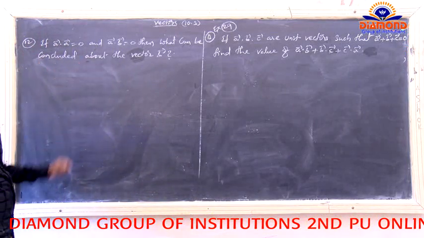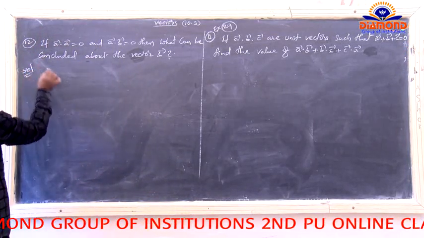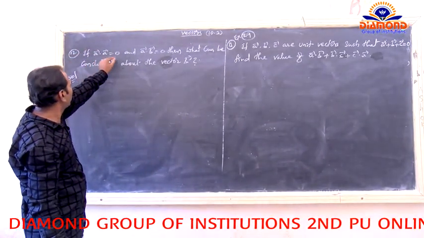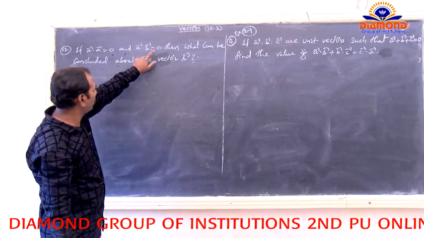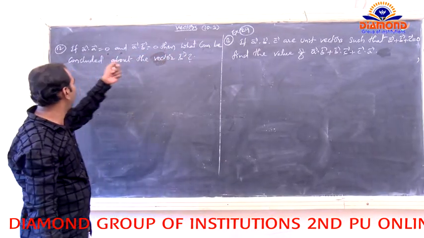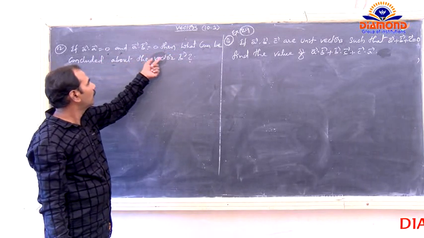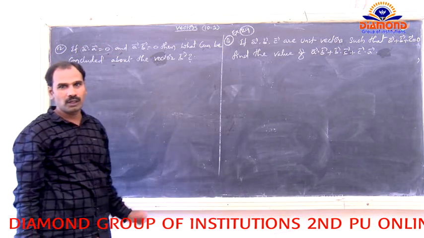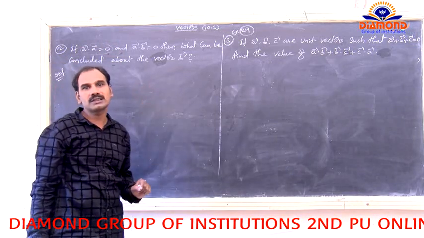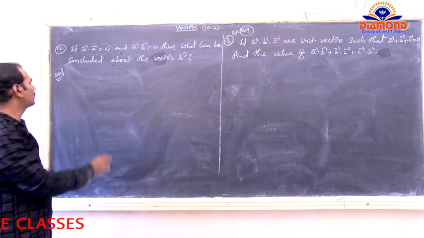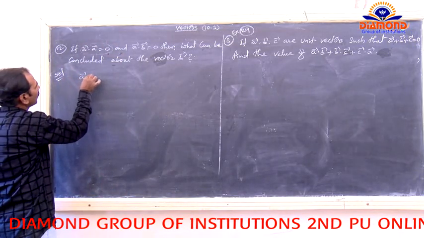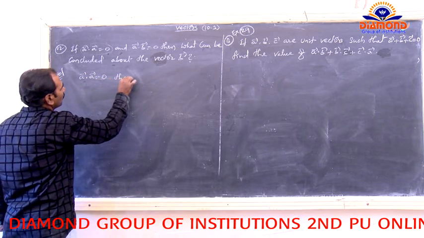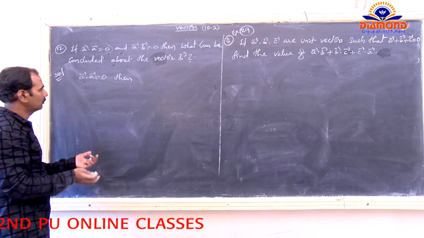So simply, it is one more question. Solution. 12th question, 10.3 exercise. If A bar dot A bar equal to 0 and A bar dot B bar equal to 0, then what can be concluded about the vector? So A vector dot A vector equal to 0 means A is perpendicular to A.